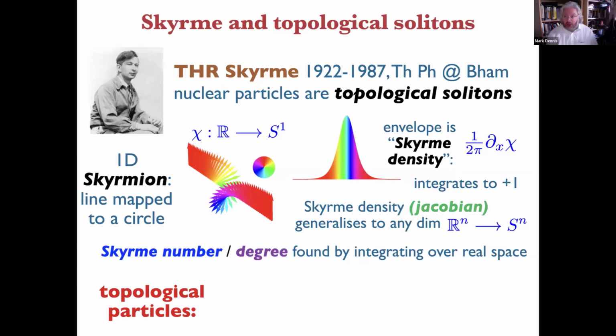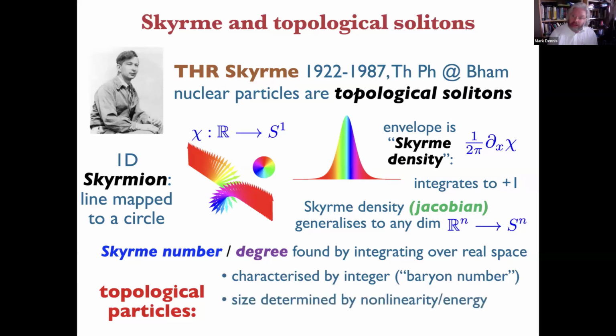And it's a good model, as he thought, for a topological particle, and that's why they're so popular, thought of not only in high energy and magnetism, but people look at them in liquid crystals, in cosmology, and in various other physical systems. They're characterized by an integer, which he originally called a baryon number. The size is determined by the nonlinearity, or the energy, because it's a soliton, and this is the envelope size. And it's quantized, in this case, by topological protection, because in this original model, this is the whole map.